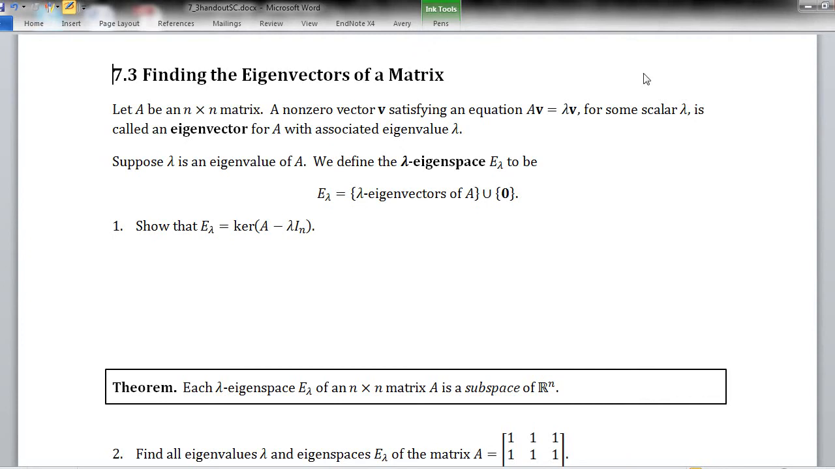Okay, 7.2 is about finding eigenvalues of a matrix. 7.3 is going to be about finding the eigenvectors.